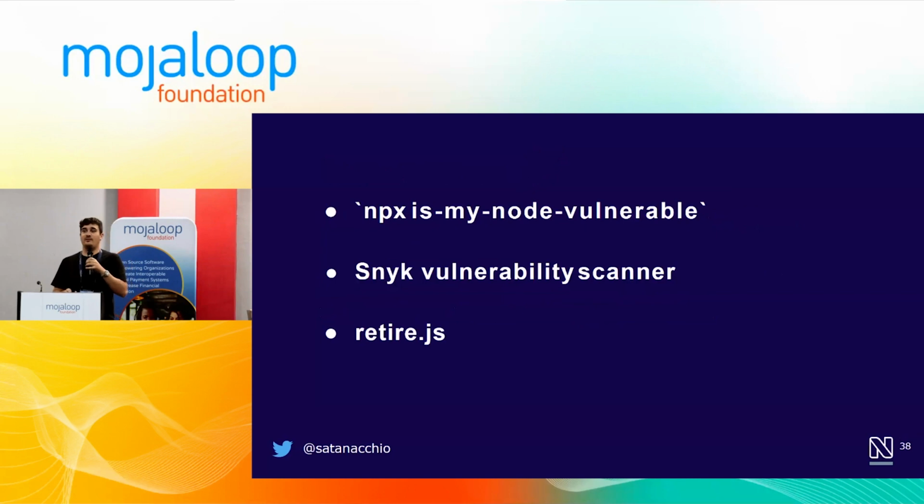So there are a few tools that I would recommend. Is My Node Vulnerable? has actually been made by a colleague of mine. It's quite reliable. There's the Snyk vulnerability scanner. I think this now is one of the best tools online. It's free, and it will tell you if that version of your dependency has a CVE associated, and it will update it automatically. And there is also Retire.js, which is the most legacy one, and it has worked fine for years.